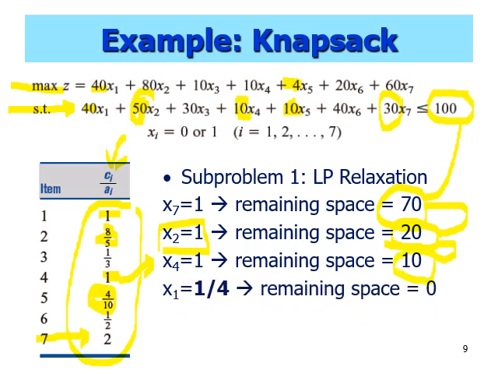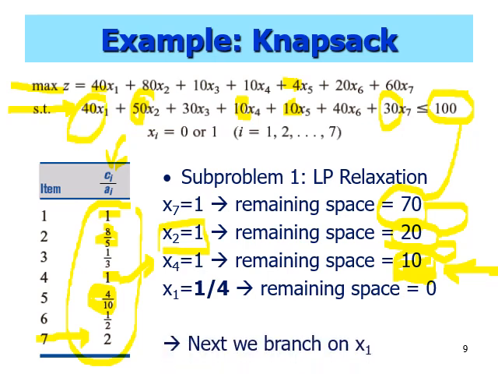Next, you can take item 1, but you can only take 1/4 of item 1. Why is this the case? Well, notice here that your knapsack has remaining capacity of 10 at this moment. So you've taken item 7, 2, and 4 such that the remaining capacity is only 10. Item 1, however, needs the space of 40 in the knapsack.